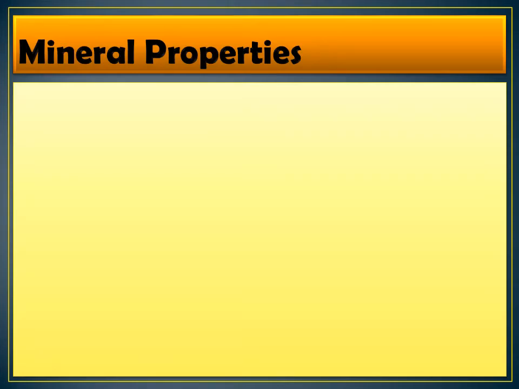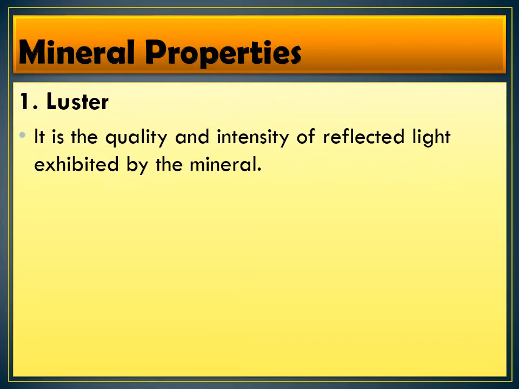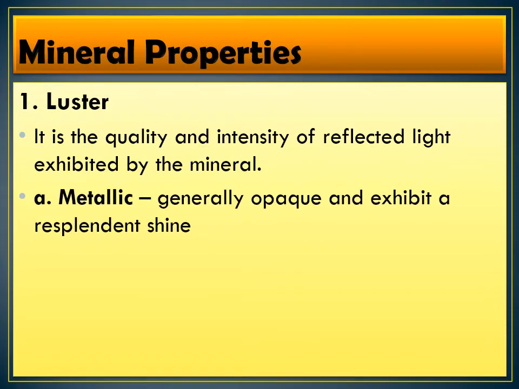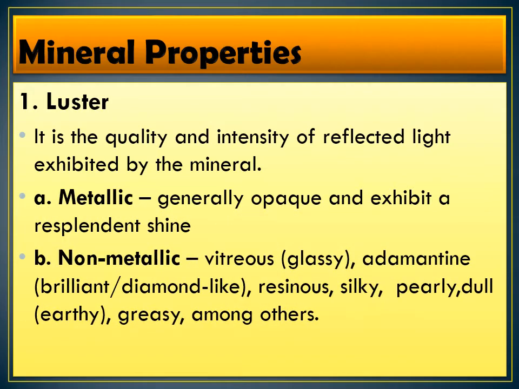Minerals can be categorized based on their properties, such as, first, luster. This talks about the quality and intensity of reflected light exhibited by the mineral, such as metallic minerals, which are generally opaque and they exhibit a resplendent shine similar to a polished metal. For non-metallic substances also, they are usually glassy, adamantine or diamond-like, resinous, silky, pearly, dull or earthy, and greasy, among other types.